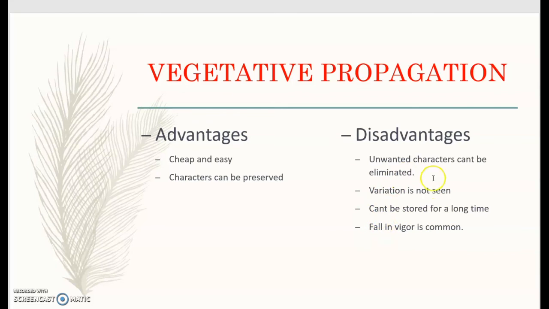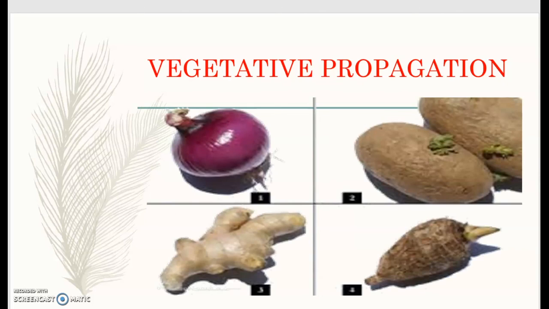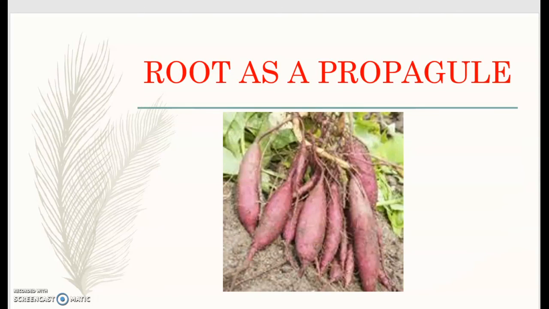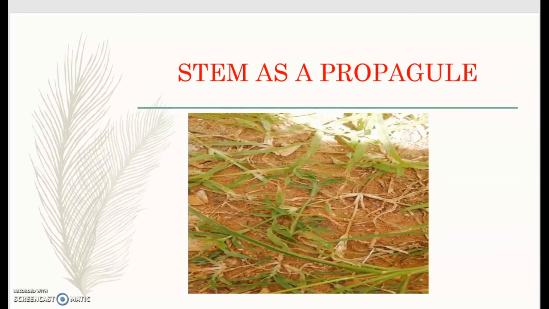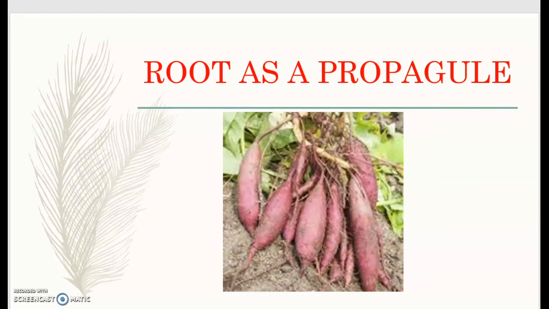So this is an advantage of vegetative propagation. So what are the topics we have discussed today? Shall we go for a quick recap? In today's class, we learned about vegetative propagation completely, and we have seen that root works as a vegetative propagule, and the best known example for that is a sweet potato.